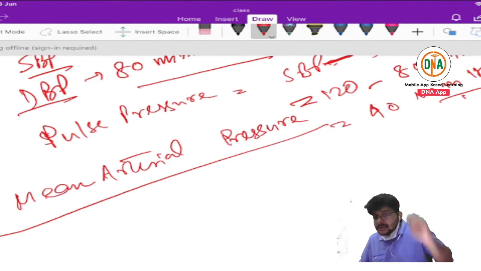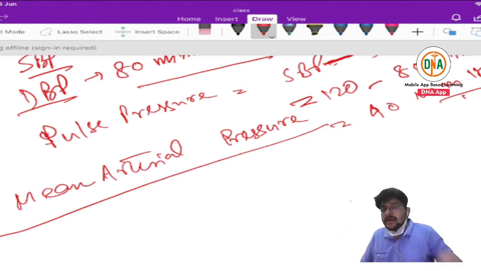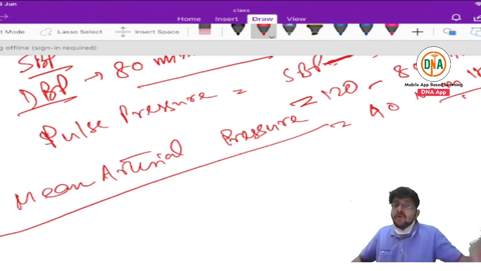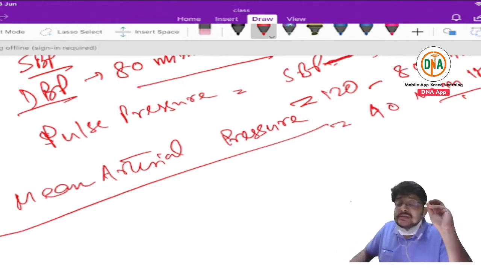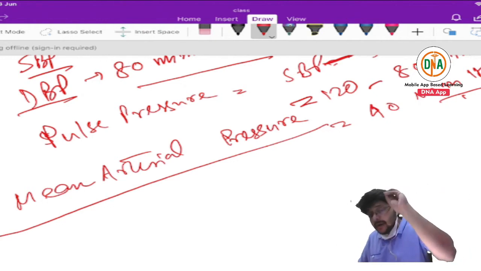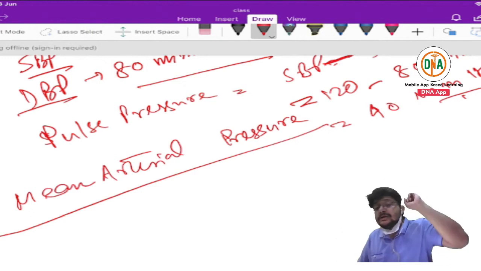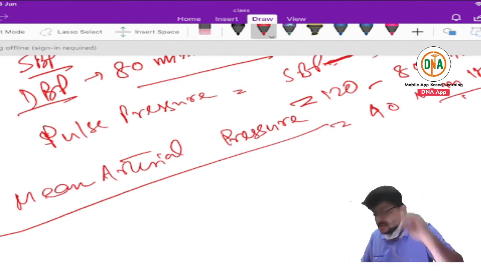At the end of diastolic blood pressure, this turbulence is just over, because by that time the flow is decreased. The diameter has increased. So the turbulence has just gone, and as the turbulence has gone, that cannot be heard. So laminar flow is not heard by stethoscope. Turbulent flow is heard by stethoscope.